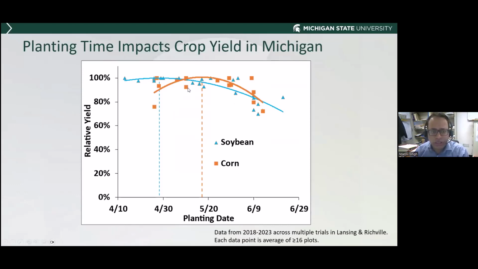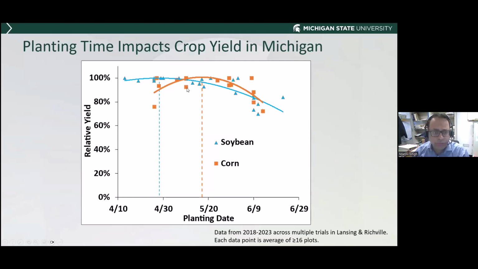So you can see our optimal planting time for corn, and this is data from the Lansing area, right? It'll change a little bit as we go south, a little earlier, and move north, a little later. But you can see the optimal planting window here in South Central Michigan was around early May or so, right? And then as we get delayed, we start losing yield pretty quickly.